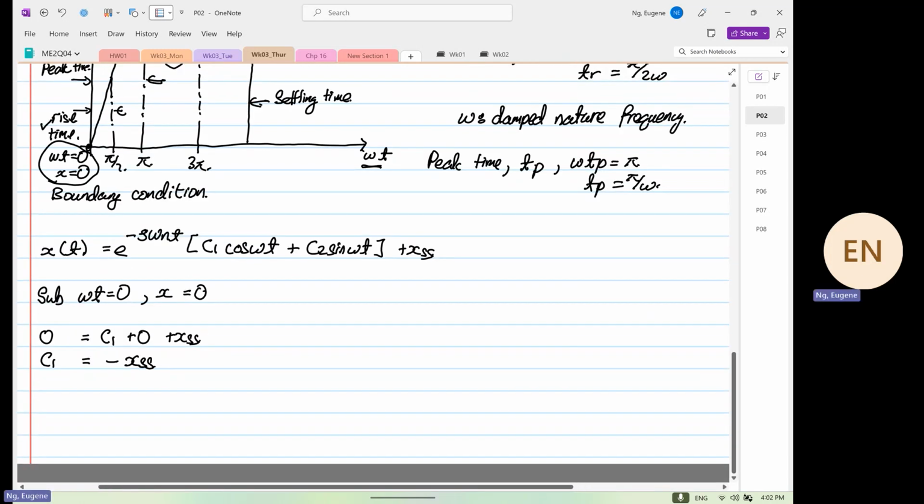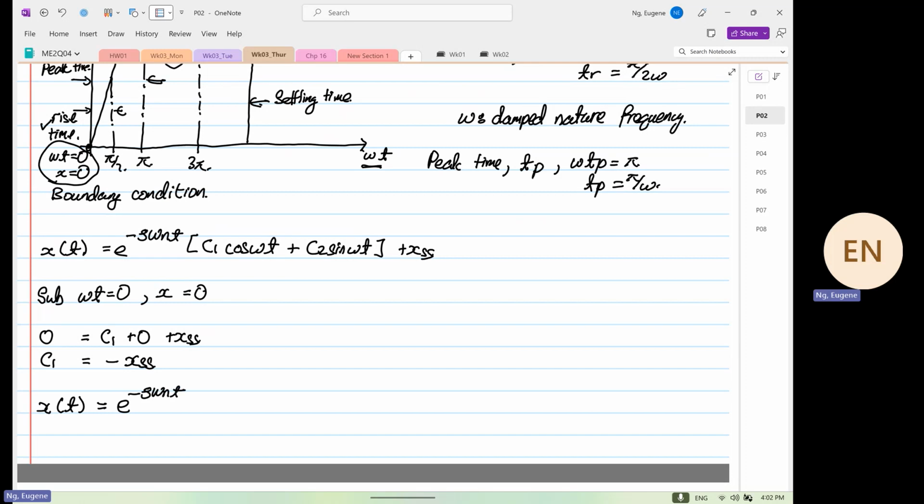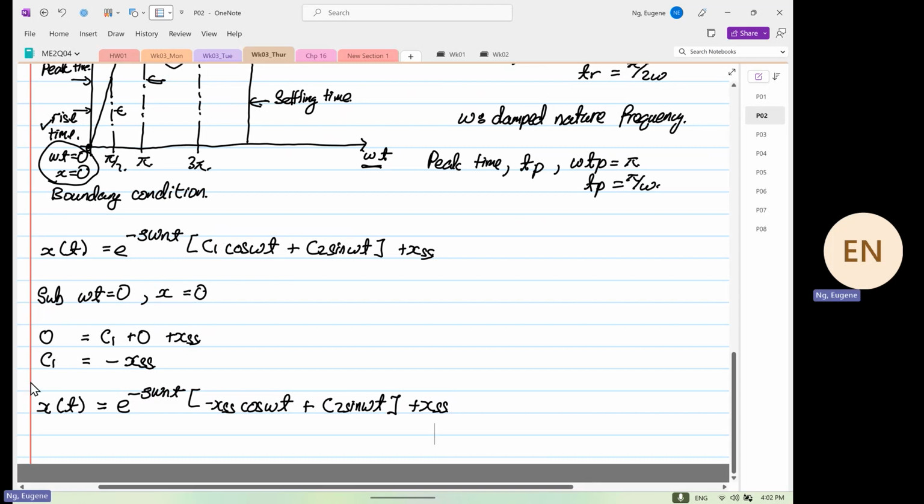Okay. So from here, we know that x as a function of time is equal to e to the minus zeta omega_n t, bracket C1 cos omega t, or minus x_ss cos omega t, plus C2 sine omega t, and then plus x_ss. Right. So now what we want to determine now is overshoot. I repeat again, what we want to determine now is the overshoot. So I will copy this equation.